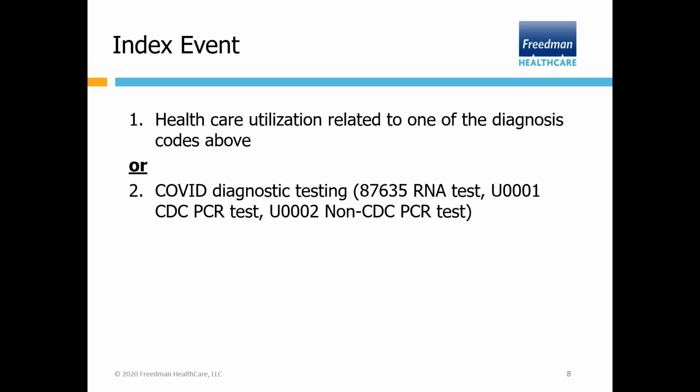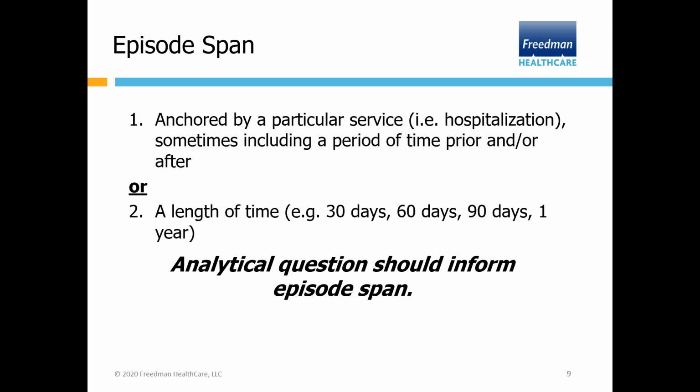And so the first thing you'll want to do is look at healthcare utilization related to one of those diagnosis codes. You'll also want to be looking at healthcare utilization for folks who have had a COVID diagnostic test, and so you'll see those codes there. And then the second part of that process of building that episode is really thinking about what you want the span of your episode to be.